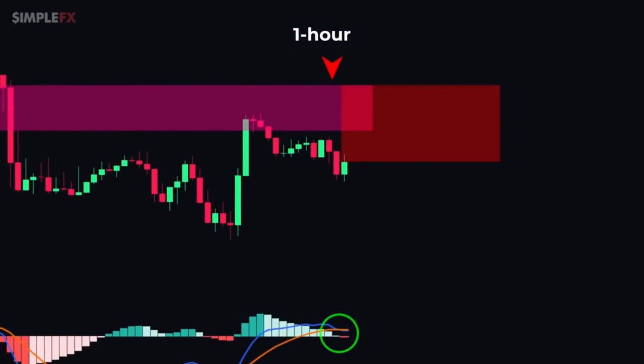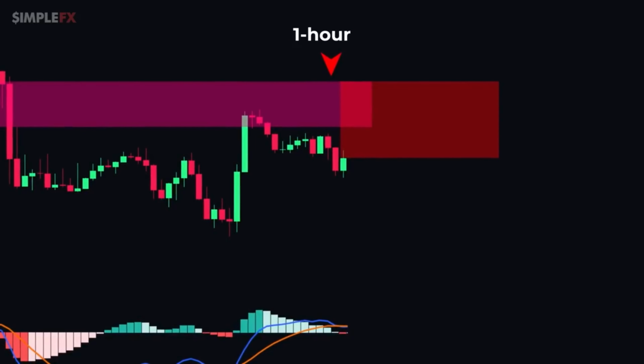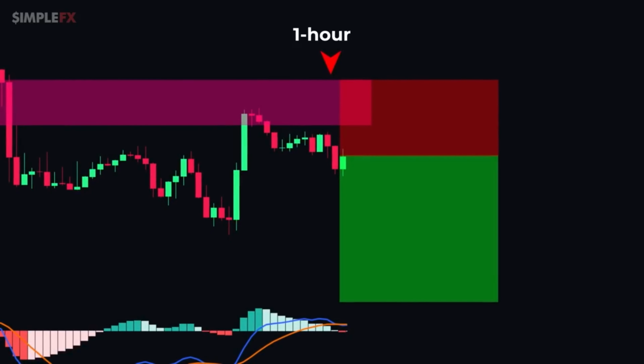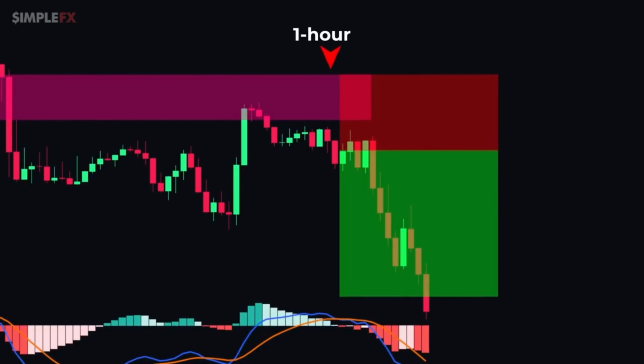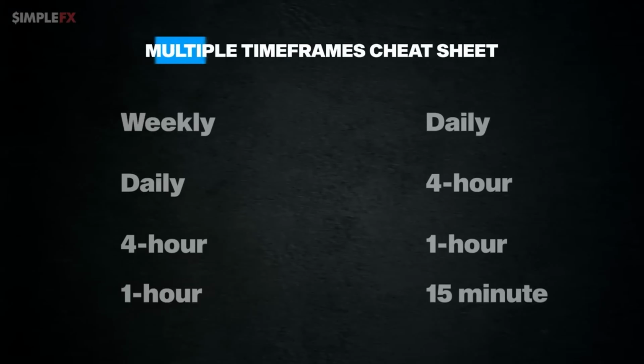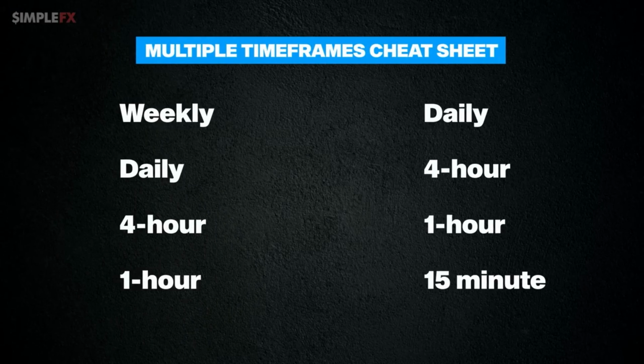Next, place your stop loss at the invalidation point of the fair value gap and set your take profit at twice the size of your stop loss. As you can see, this trade ends up being profitable. Now, here's a quick guide on which time frames to choose for multi-time frame confirmation.